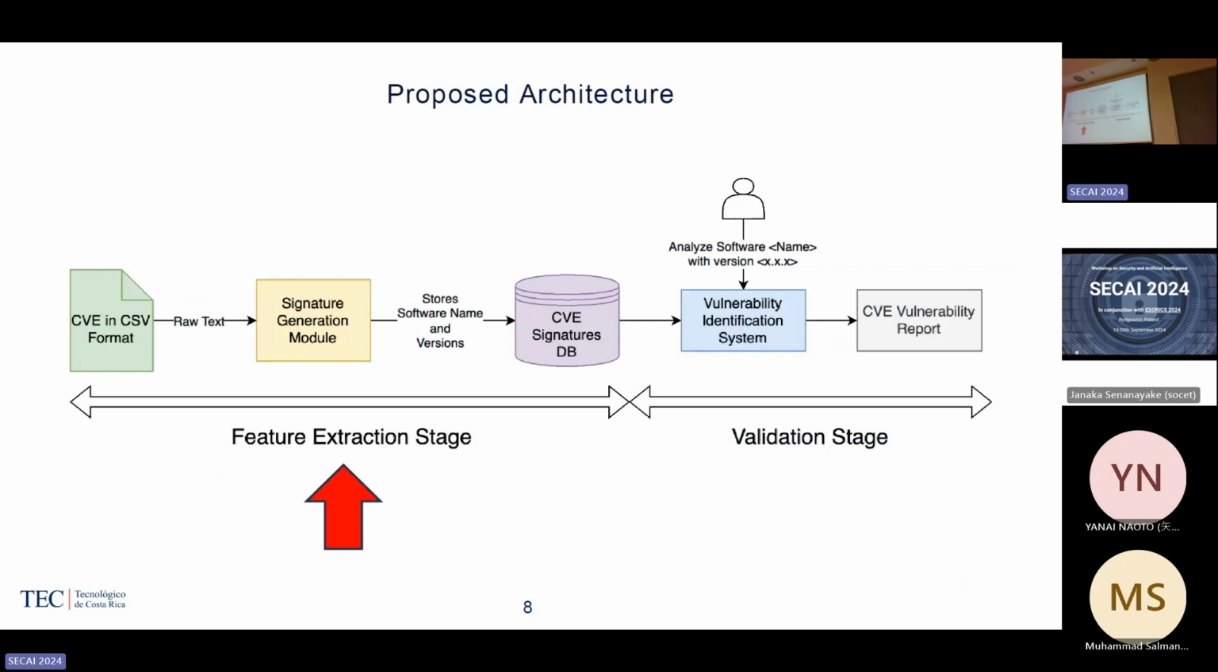So, the proposed architecture. We're going to go first into the feature structure stage. In that stage, we receive the CPEs in CSV format, which we pull from the Microsoft repository, and in raw text, we pass that to a model we call the signature generation model, because what we're going to create is signatures, right? Basically, software name, vulnerable software version, and the comparator. And then we're going to store that in a database, which is basically a signatures database.